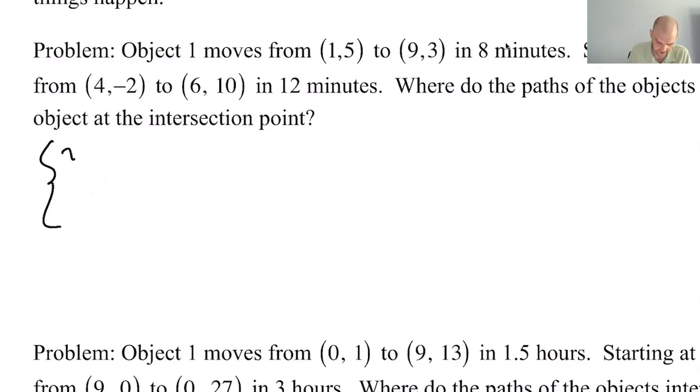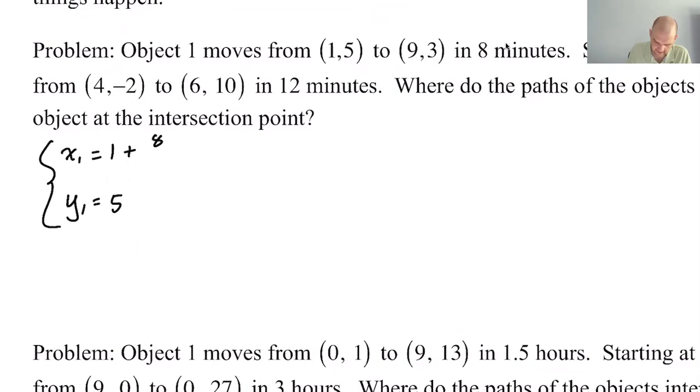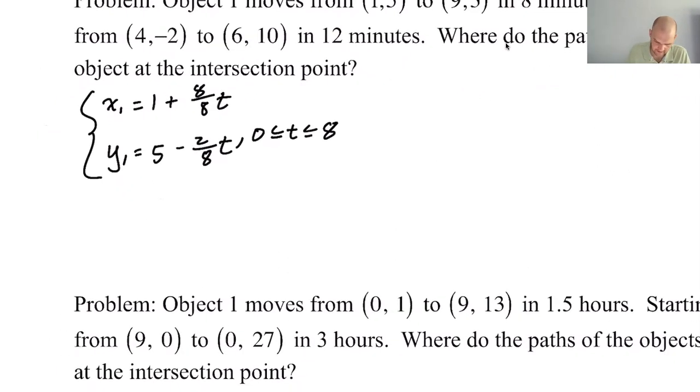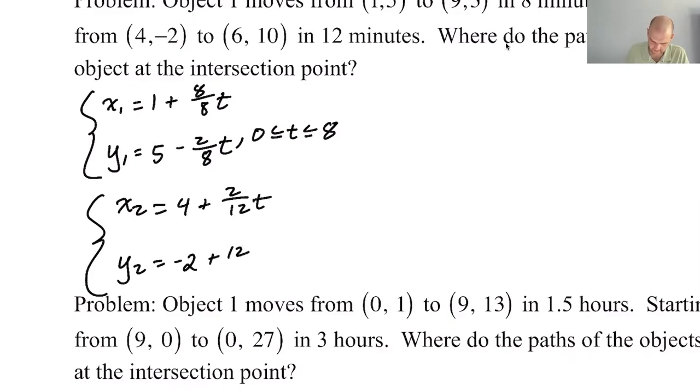So let's write for object 1. I'm going to use subscripts. You start at (1, 5), and then you have to pick up 8 in 8, and then you have to lose 2 in 8, and you're only valid between 0 and 8. And then here, you're going to start at (4, -2), and then you're going to pick up 2 in 12, and you're going to pick up 12 in 12. But that's only valid between 0 and 12.